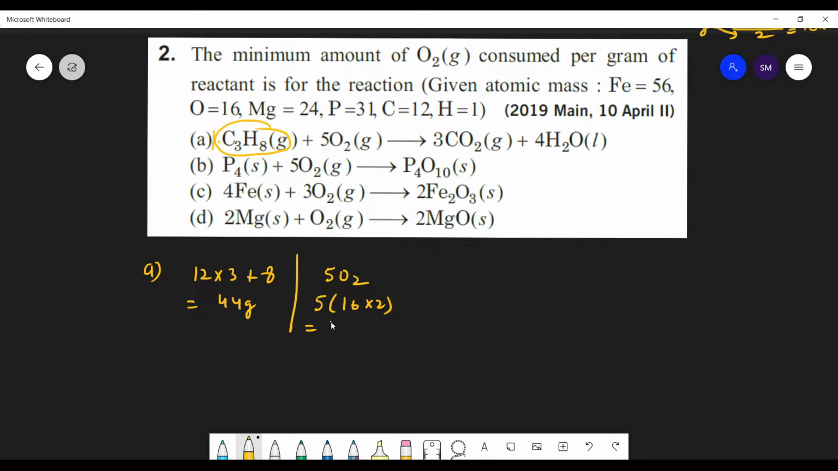So that is 160. 160 grams. So the ratio will be 160 grams, the oxygen consumed per gram of reactant. So this is your reactant and this is your oxygen. So oxygen consumed per gram of reactant. So you get it here. So similarly find it for case B, C and D, students. And tell me where the ratio is minimum. And see, it is given to you. The atomic masses are 56, 16, 24, 31, 12 and 1.